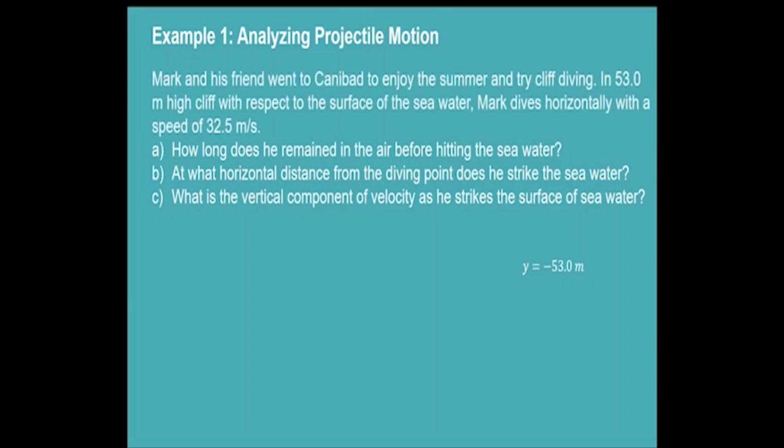Mark and his friend went to Canibad to enjoy the summer and try cliff diving. From a 53.0 meter high cliff, with respect to the surface of the water, Mark dives horizontally with a speed of 32.5 meters per second. Letter A. How long does he remain in the air before hitting the sea water? Letter B. At what horizontal distance from the diving point does he strike the sea water? And letter C. What is the vertical component of the velocity as he strikes the surface of the sea water?